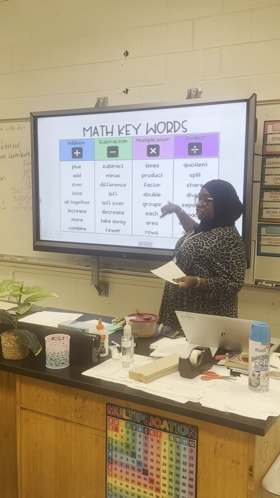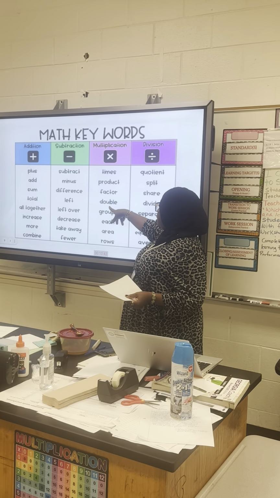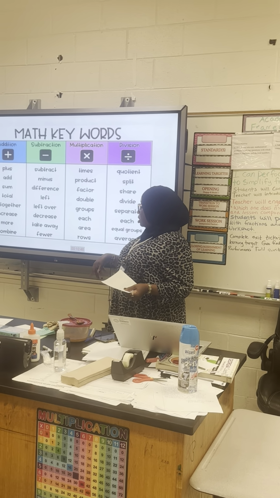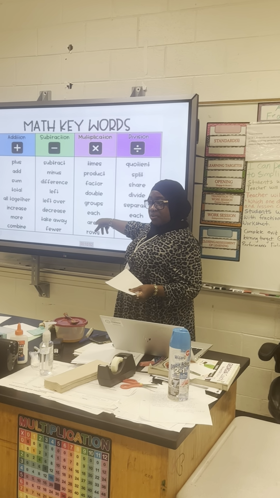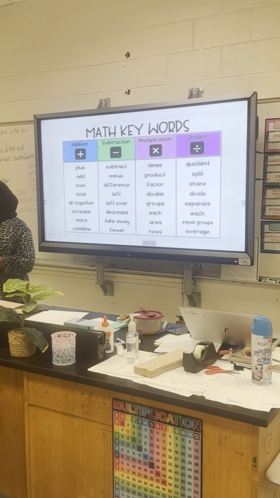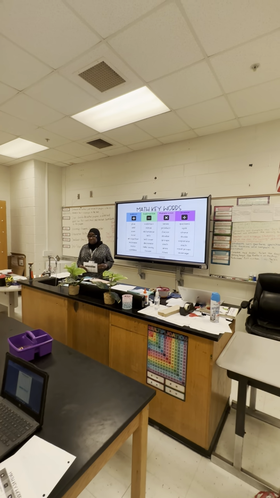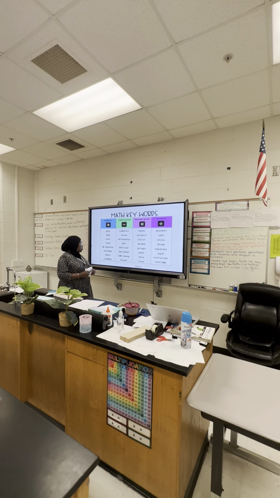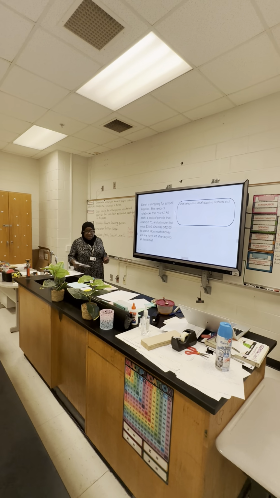Multiplication words: times, product, factor, double, groups, right? Each, area, rows. Each is one we'll see a lot, right? Do you remember that in the paragraph that we read before, it said she needed to buy notebooks and they were $1.50 each, right? Right, okay. So on and so forth. You have the paper in front of you.